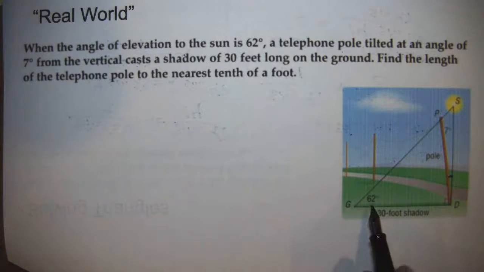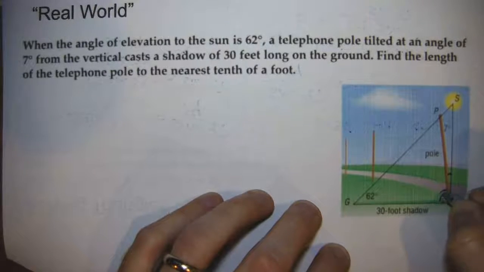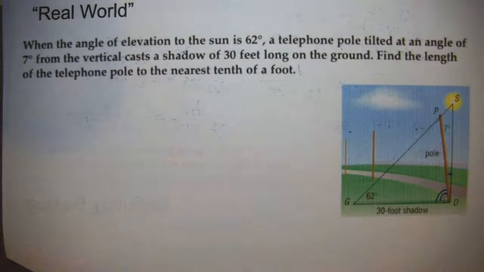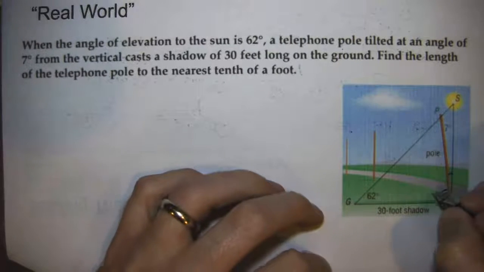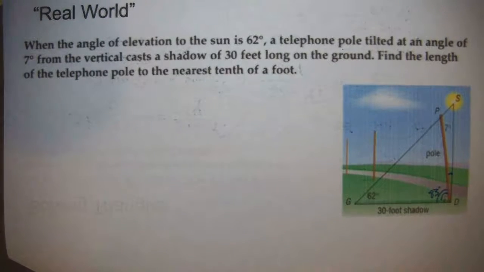So obviously we've got 62 degrees here. We need to find this angle here. All right, that's going to be very, very helpful. So if I've got 90 degrees, if it's straight up and down, less the 7 that it's leaning, we're looking at an 83 degree angle here. All right, so that way we've got that angle in there.